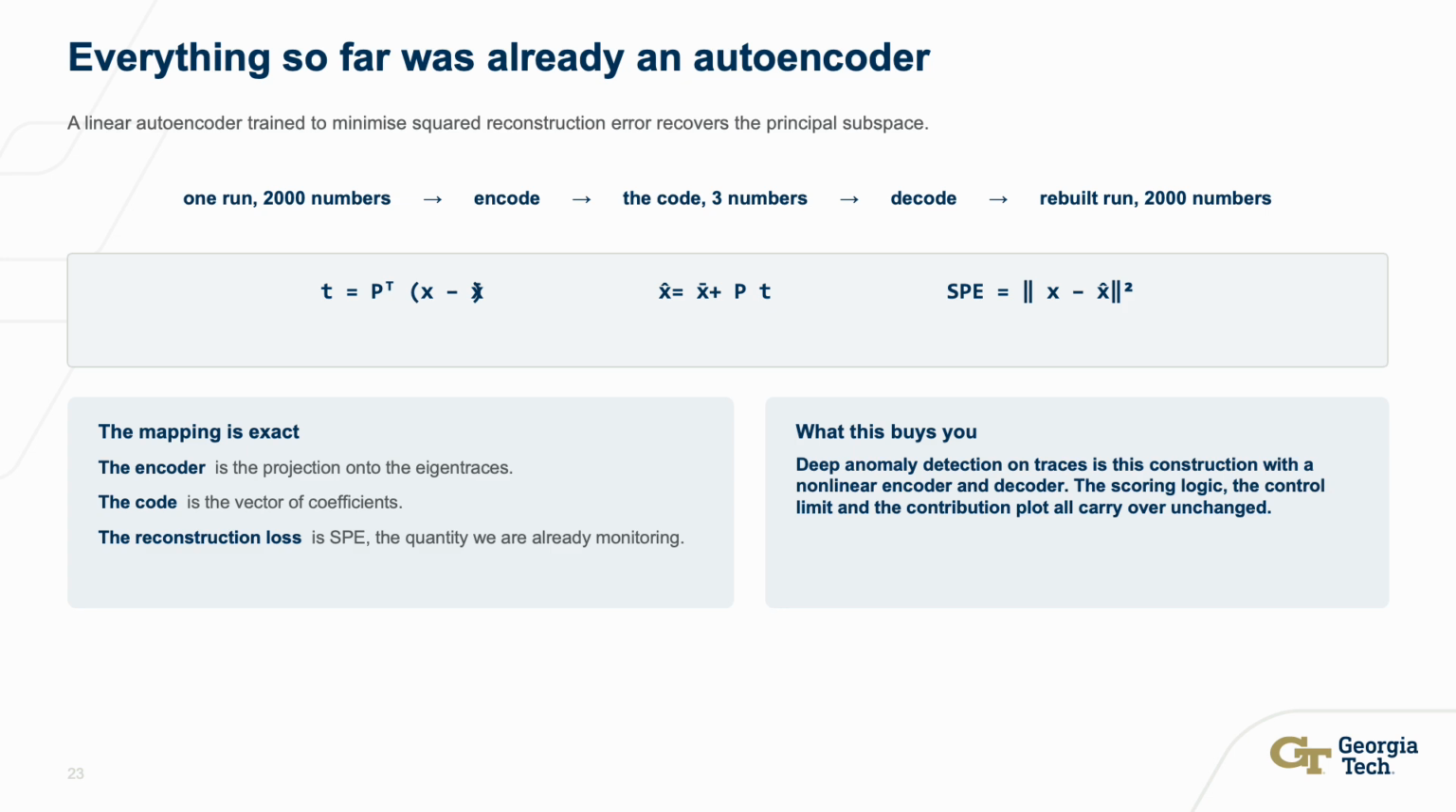You still fit on healthy data only. You still set a control limit from the training reconstruction errors. You still decompose the reconstruction error over time to produce a contribution plot. The scoring logic, the limit, the diagnosis all survive the substitution. This is a useful thing to know because it means the habits from today transfer.